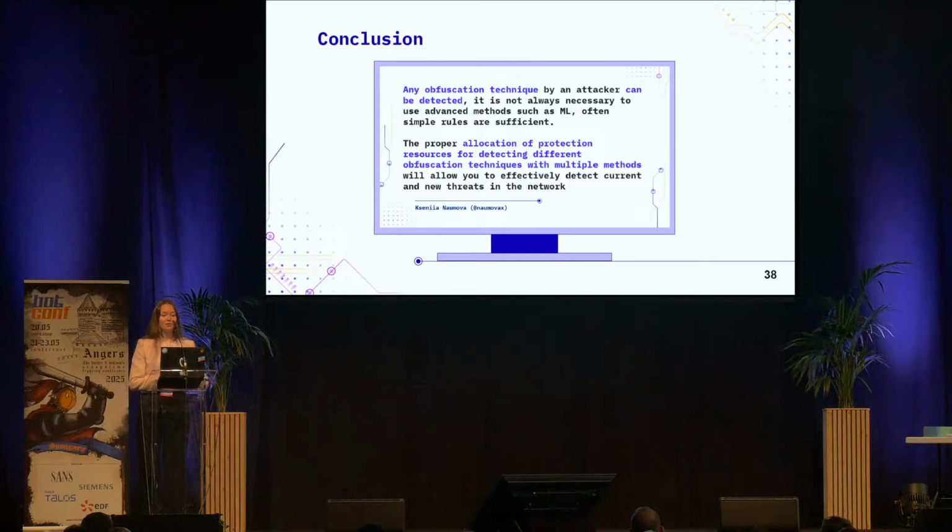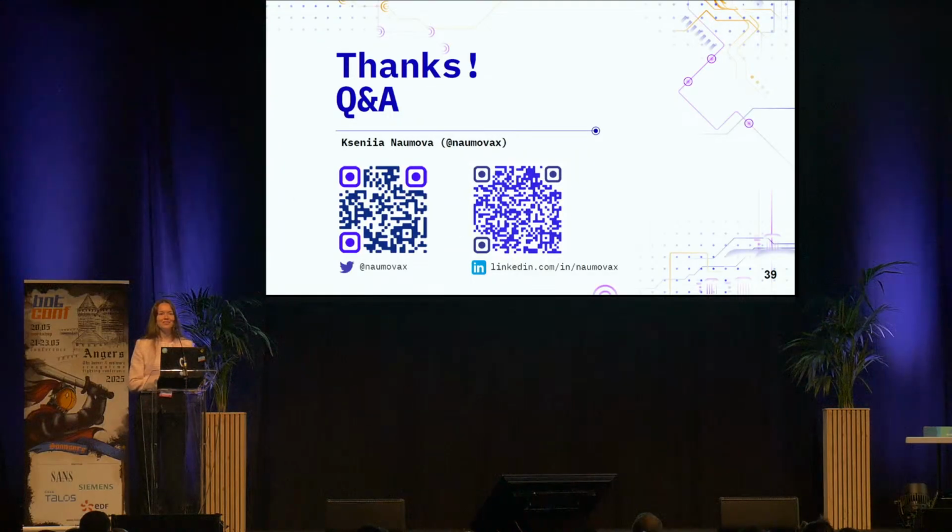In conclusion, I want to say this phrase: any obfuscation technique by an attacker can be detected. It's not always necessary to use advanced methods, such as ML. Often simple rules are sufficient. And the proper allocation of protection resources for detecting different obfuscation techniques with multiple methods will allow us to effectively detect current and new threats in the network. So thank you very much for your attention.